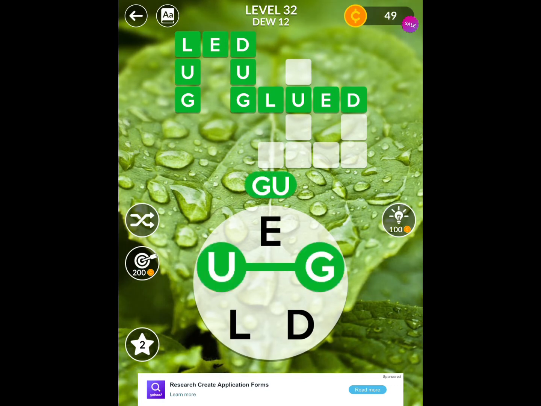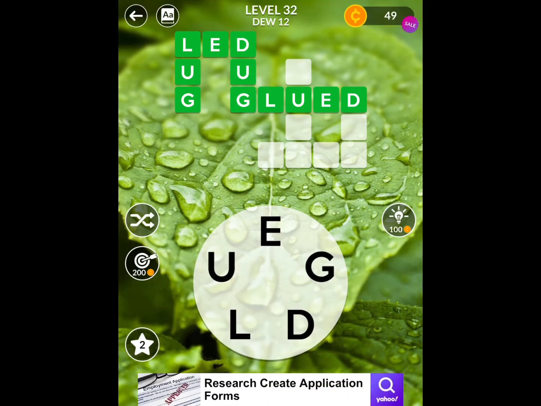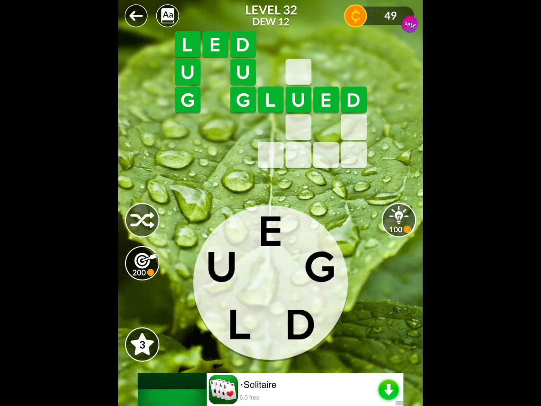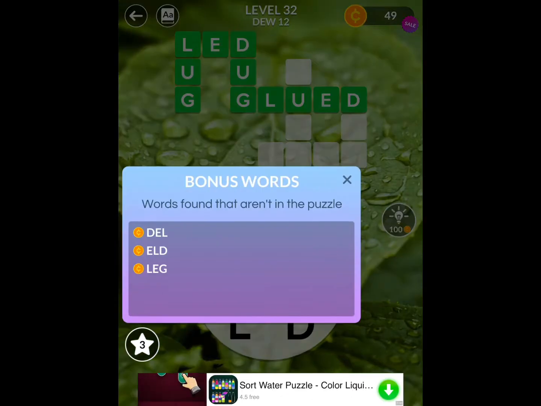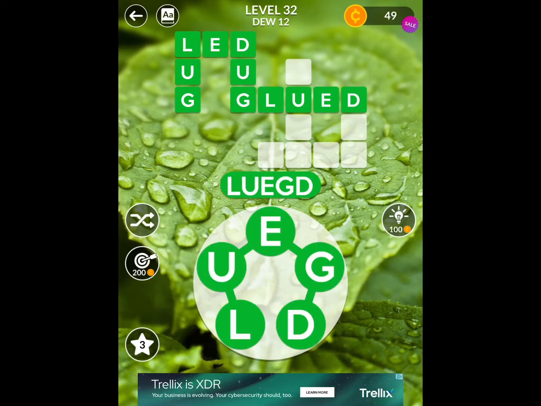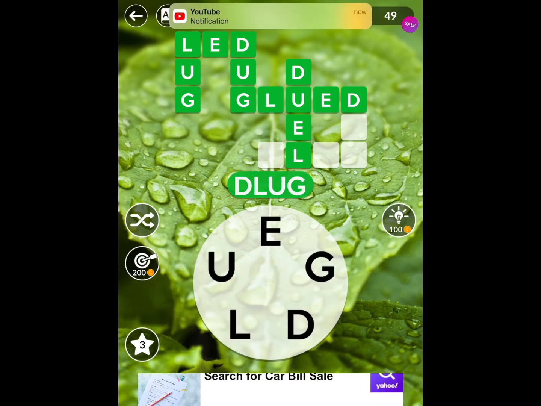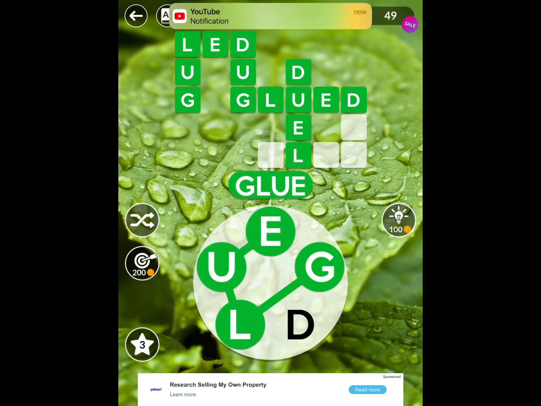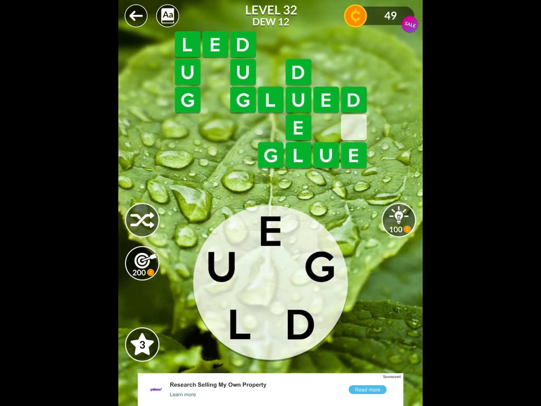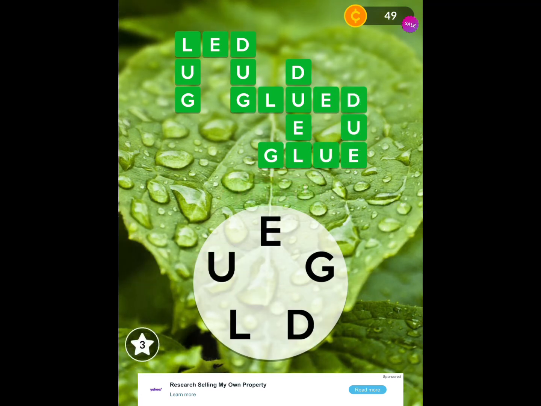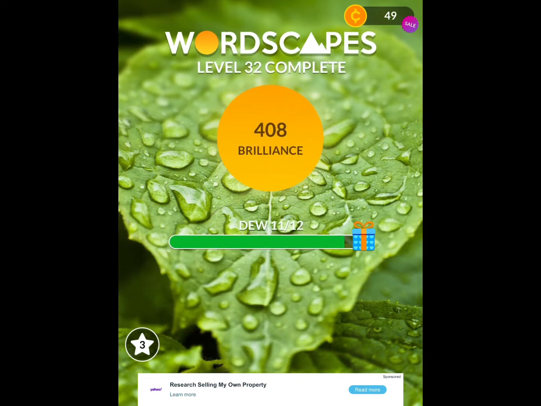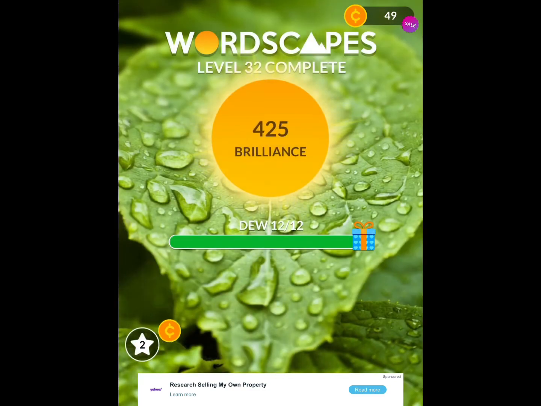Stupid level. Okay, glue. Yes. What is it? Duay. I don't know how to pronounce it, but it's Duay. I think it's Duay. Yeah, I think it's pronounced Duay. Oh, I don't know because I'm only 6 years old.